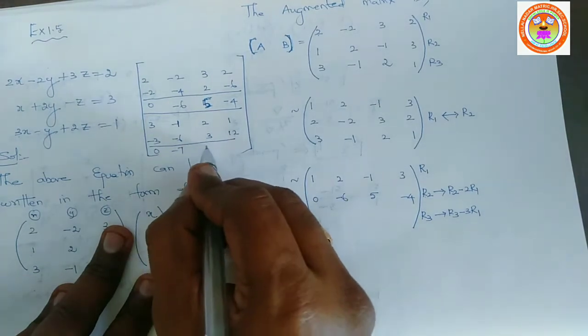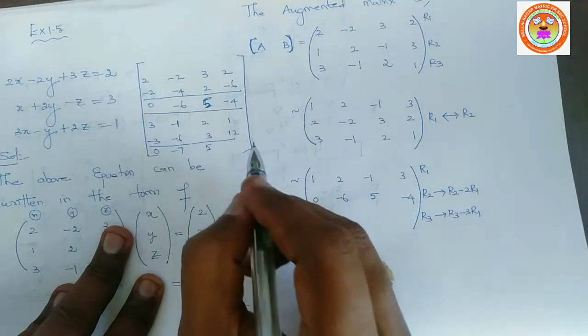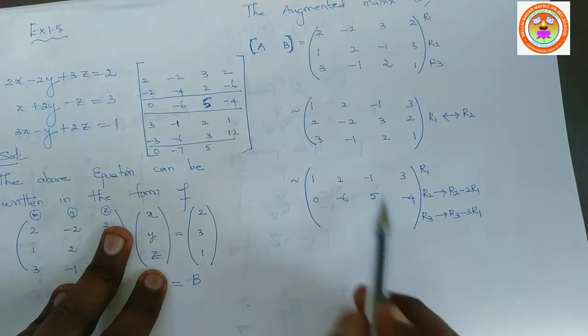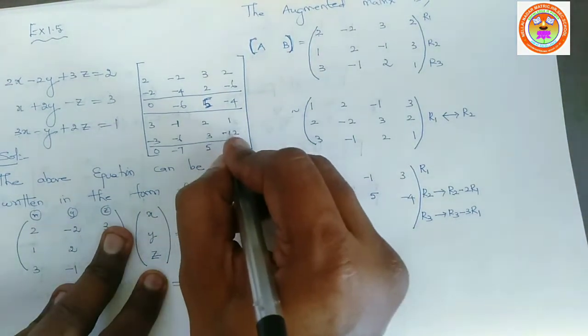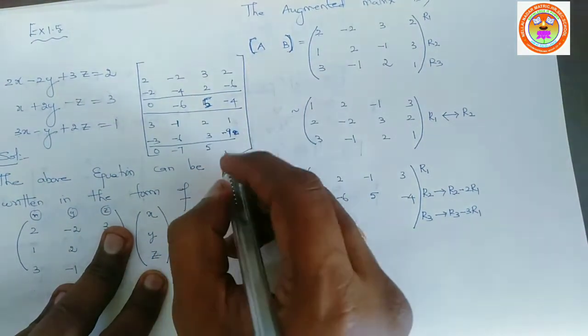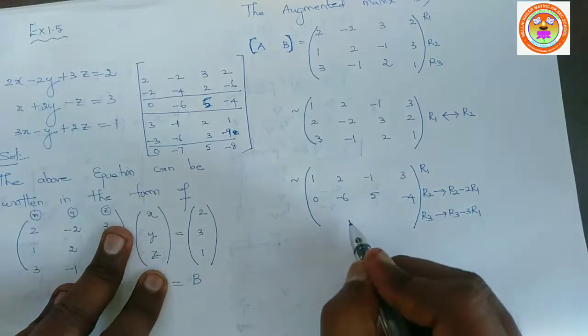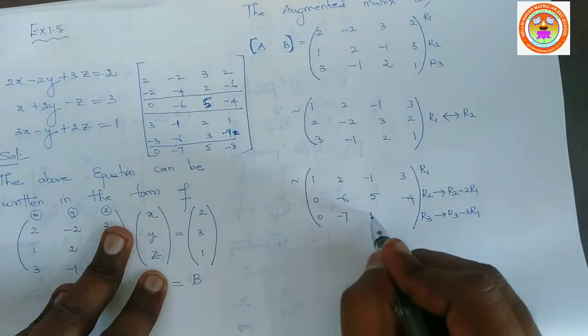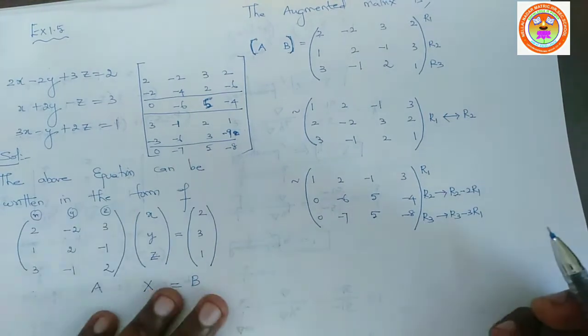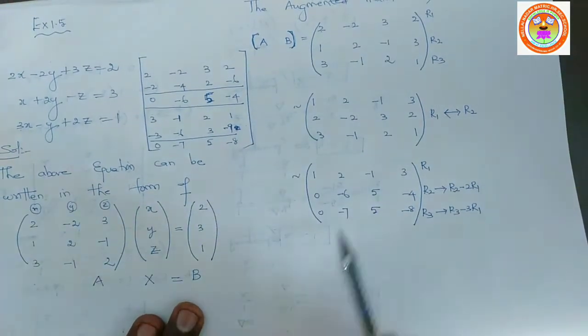2 plus 3 gives us 5. 1 plus 3 into 3, minus 9. So minus 9 plus 1, which gives us minus 8. So 0, minus 7, 5 and minus 8. So we have got 0 and 0.